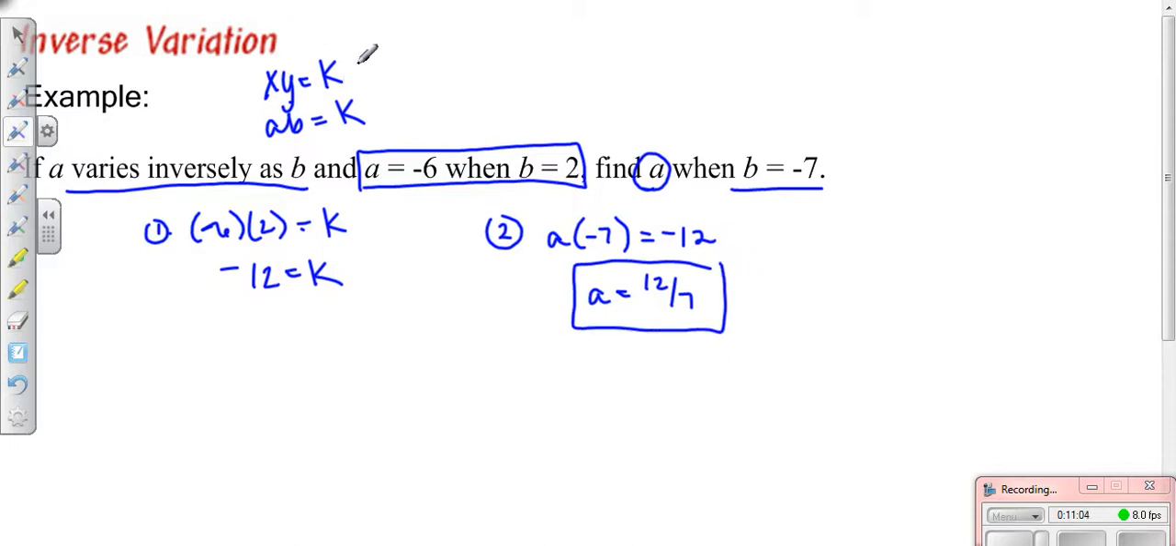Now, whether you use this version of inverse or this version of the inverse really depends on what you're given and where you're going when you solve. But they really mean the same thing. The way we move from xy equals k to y equals k over x is a matter of solving for y.